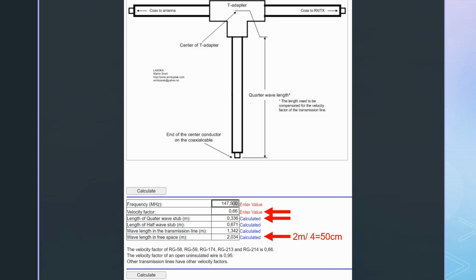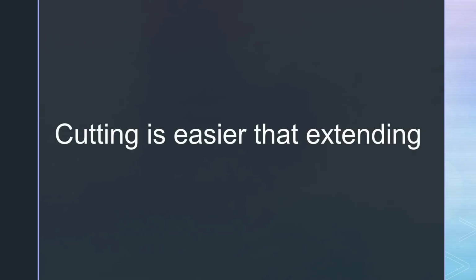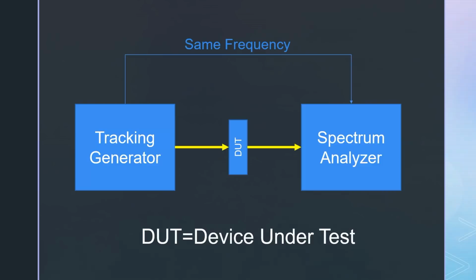But because I know from experience that it is easier to cut than to extend coax, I start with a little longer. And like that, we can do some tests. But how do we characterize filters? We use the tracking generator as the transmitter and the spectrum analyzer as a receiver. Both scan a frequency range and are always exactly on the same frequency.